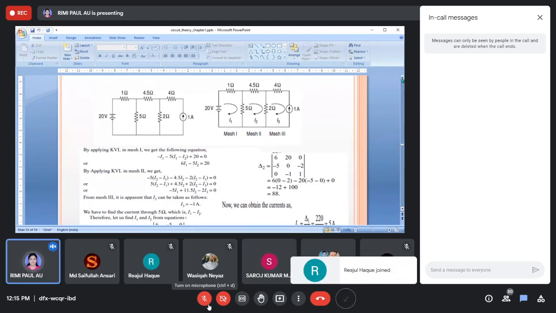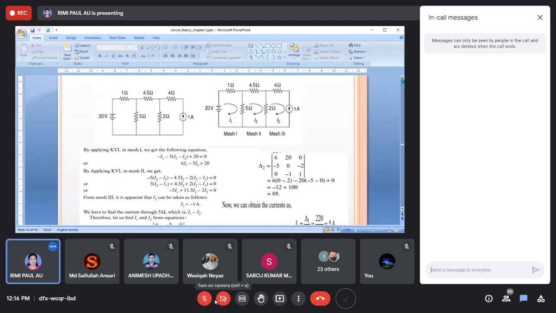Next is from zone 2, tell me mesh 2. Anyone from zone 2? Those are from Bardhaman, Medinipur, Malda, Uttar Dinajpur. Ma'am, 11.5i2 minus 5i1 plus 2i3 equal to 0.